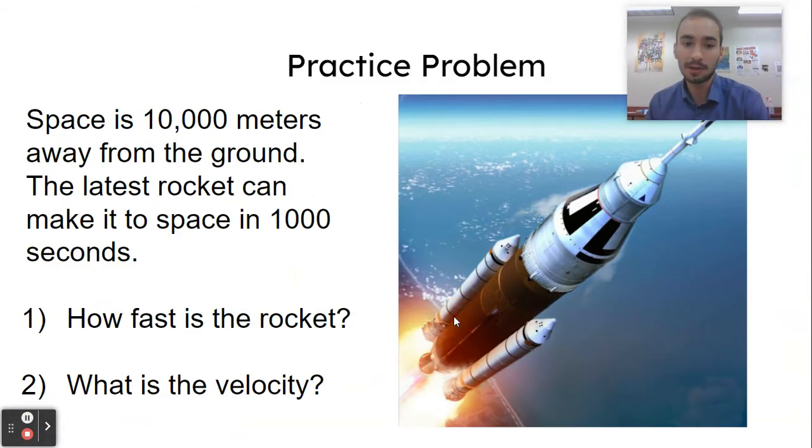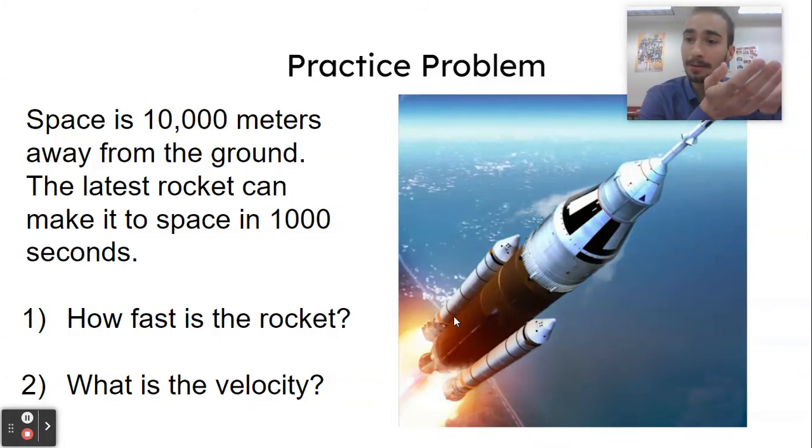Okay, another practice problem for you. Space is 10,000 meters off the ground. The latest rocket can make it to space in 1,000 seconds. How fast is the rocket, and what is the velocity? Try and do the math here. I'll give you a sec.